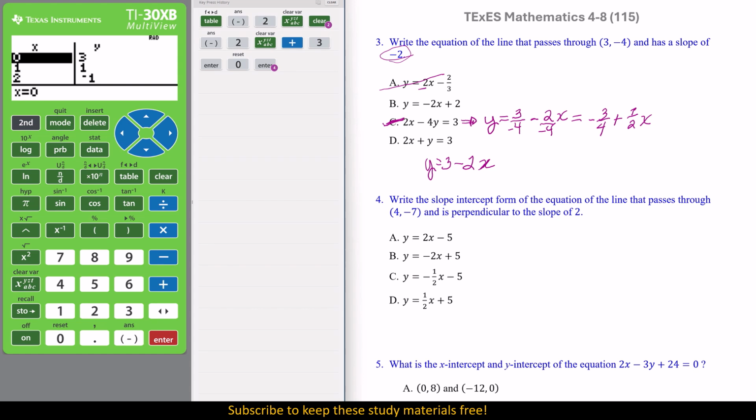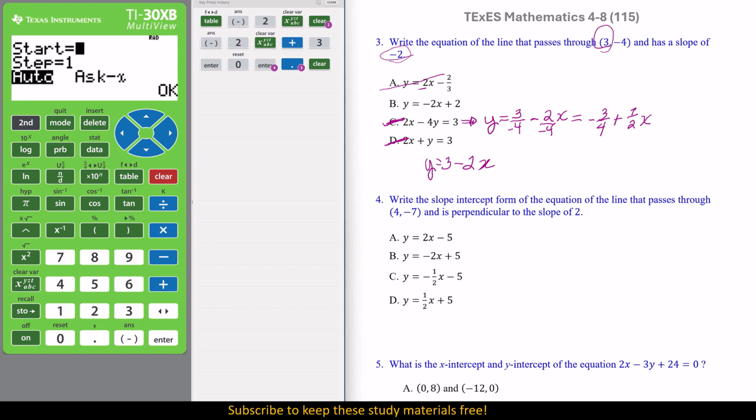We've entered it correctly, but we need to see if we start at 3. Let's arrow down to 3. No, that's -3, not -4. D is out. So let's clear and put in our other equation for B and double check B.